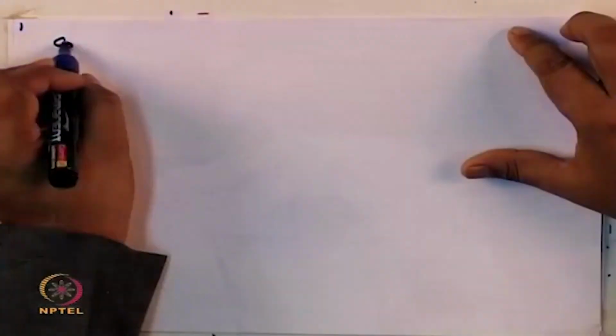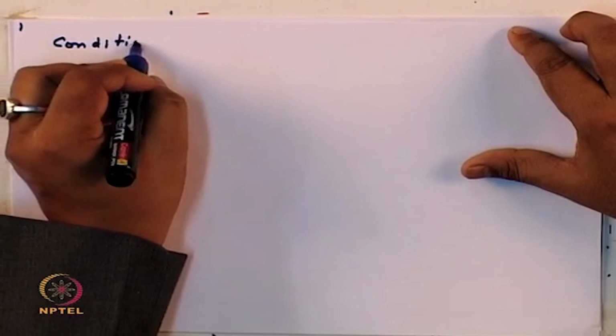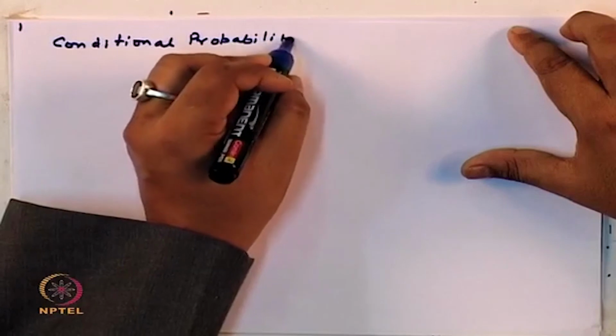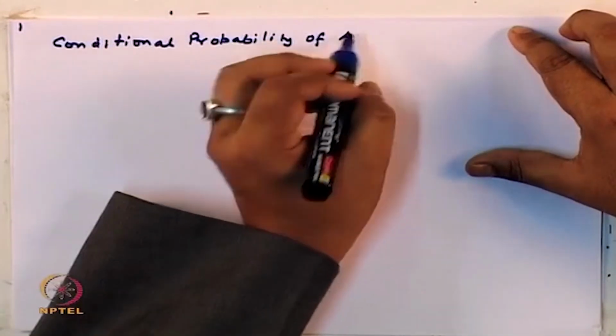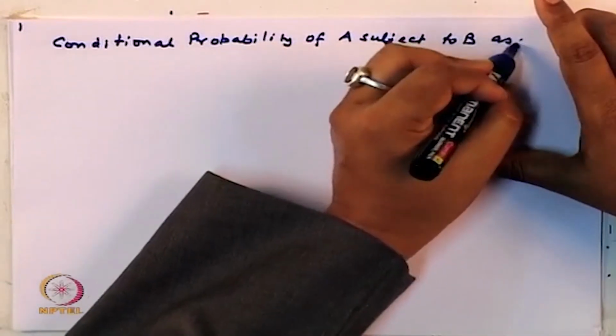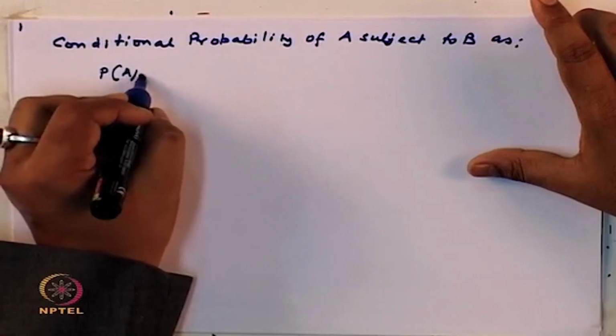Hello and welcome to today's lecture. We will continue with probability and random variables in today's class, but briefly I wanted to mention what was covered in the previous class. One of the most important concepts we brought up last class was the idea of conditional probability. You write the conditional probability of A subject to B as P of A given B.